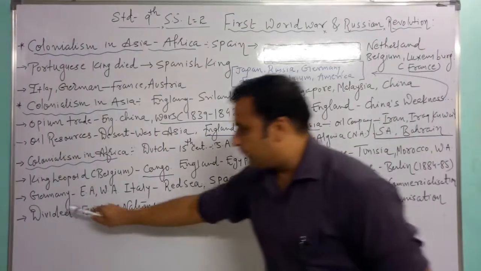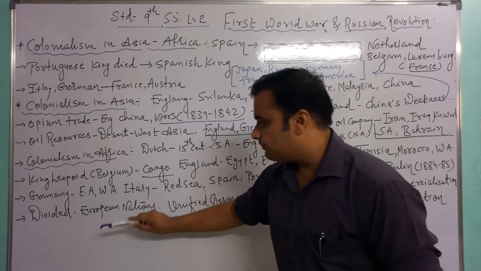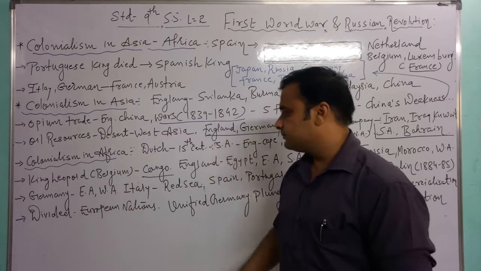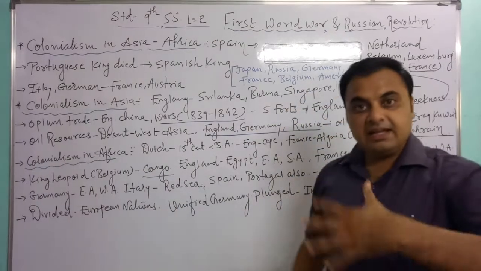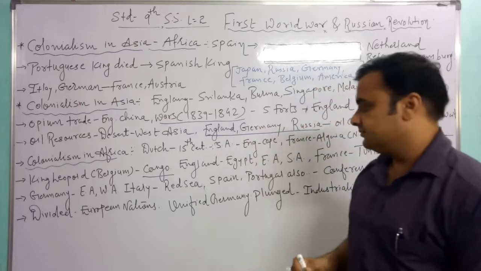Germany has also captured East Africa and West Africa. Italy has also captured some provinces around the Red Sea.